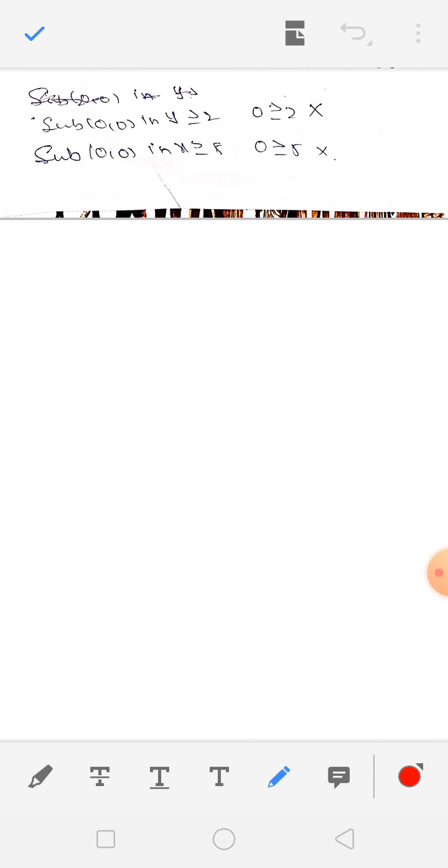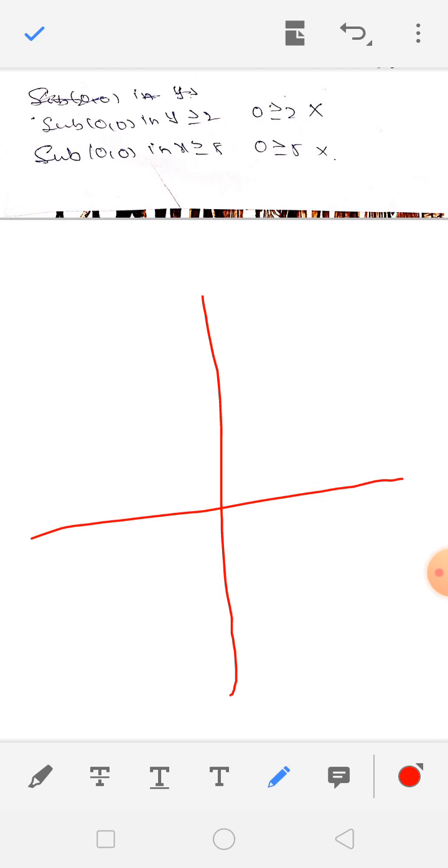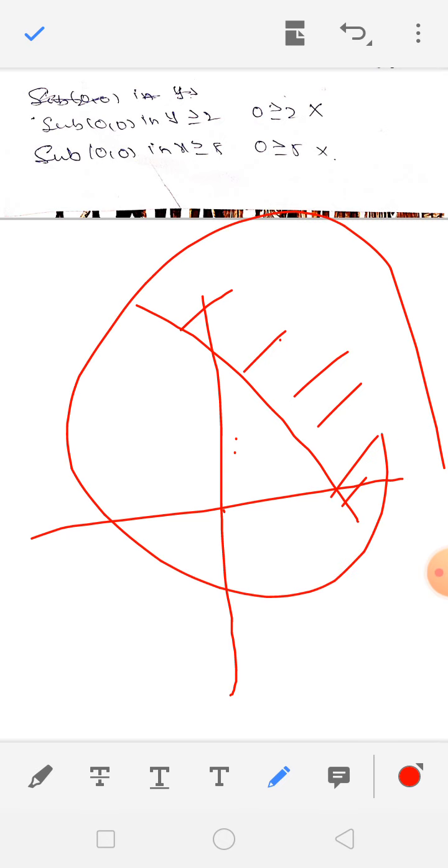suppose there is just only one line, so there are two parts. One is above this line and below this line. You just take the points and substitute in the question. If you get the equality correct now, you will shade. If you don't get the equality correct now, you will shade here. Correct? That is the answer.